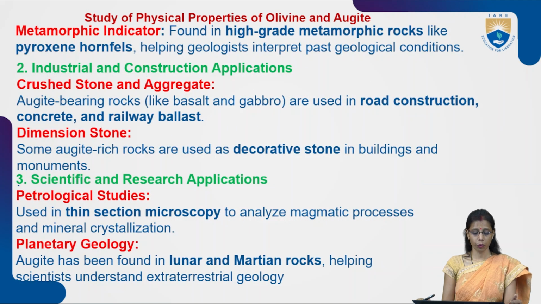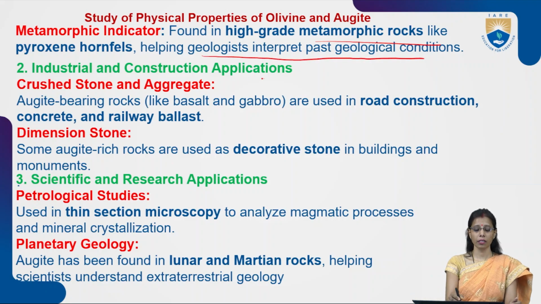If you talk about it as a metamorphic indicator, it is found in high grade metamorphic rocks like pyroxene hornfels, and it helps the geologist to interpret the past geological conditions.